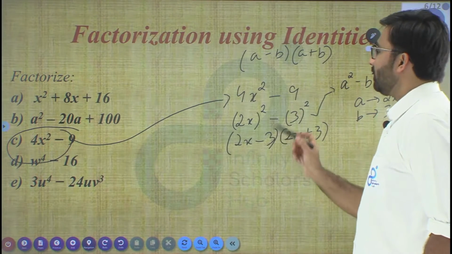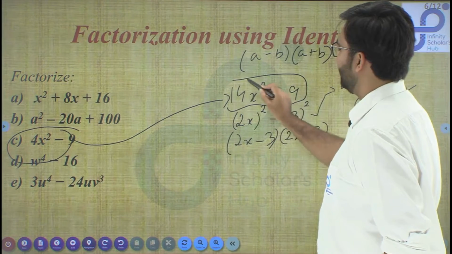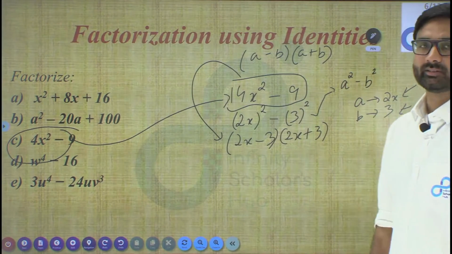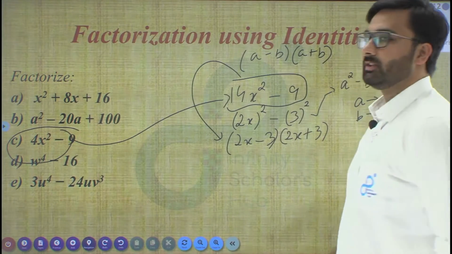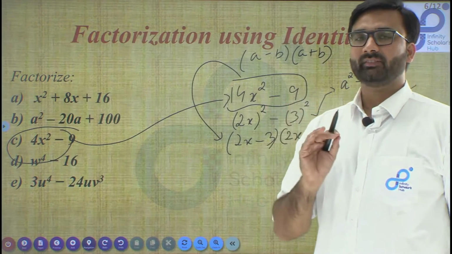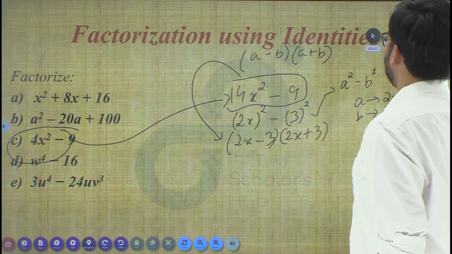Okay, so the factorization of this particular expression is what? It is 2x minus 3 in one bracket and 2x plus 3 in the other bracket. Okay, so this was an example of factorization using an identity. Now let's take another example.